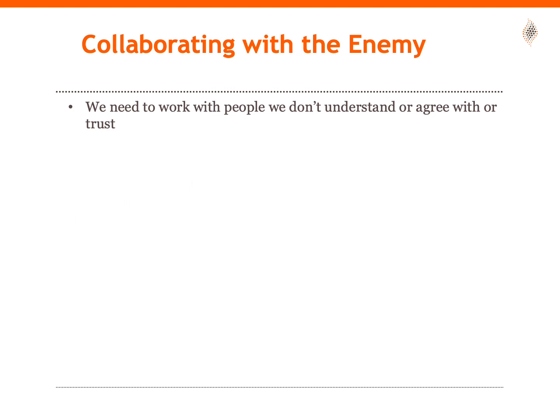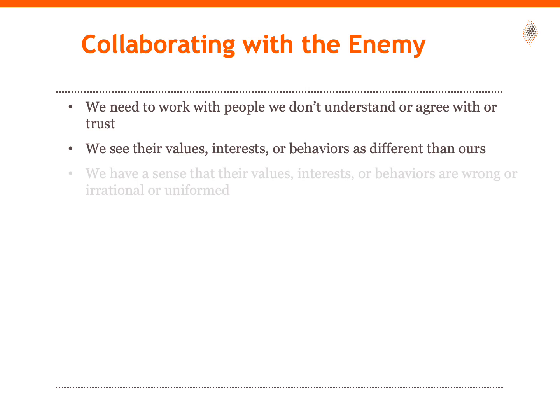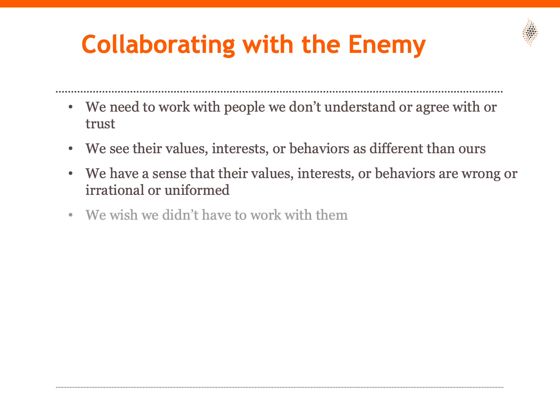So, to summarize, when we need to collaborate, particularly collaborate with those we don't necessarily agree with, or maybe don't like or don't trust, these are some of the indicators to look for. There are people in our system we don't understand or agree with or trust. We see their values, their interests, or their behaviors as different to ours. We have a sense that these values, interests, behaviors are wrong or irrational. We wish we didn't have to work with them. We are concerned that they will compromise what matters to us most, and we don't see how we can be successful.